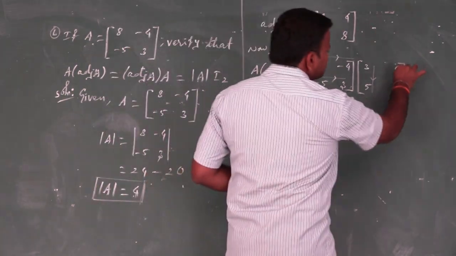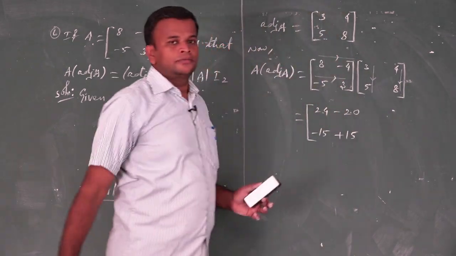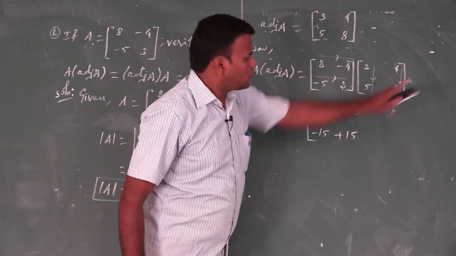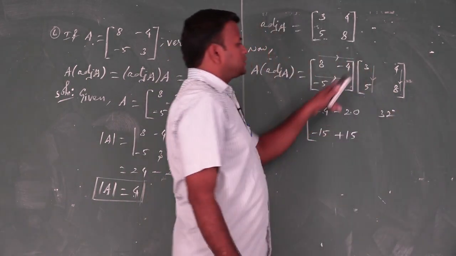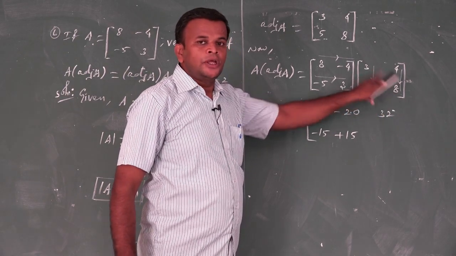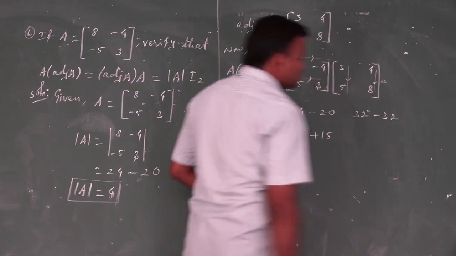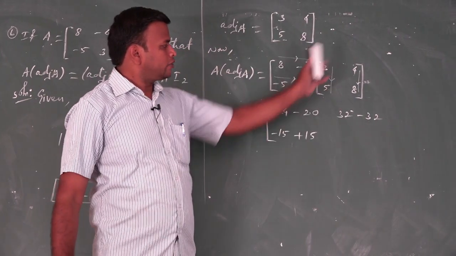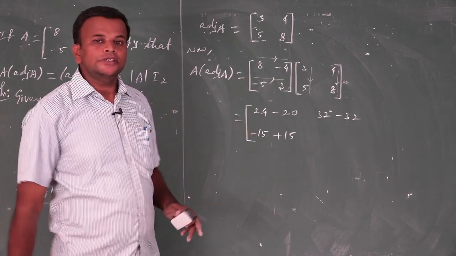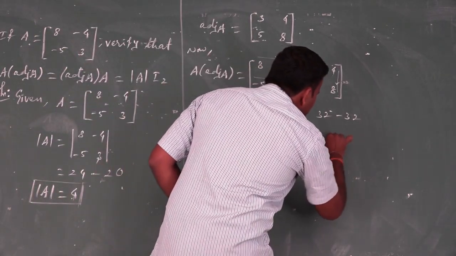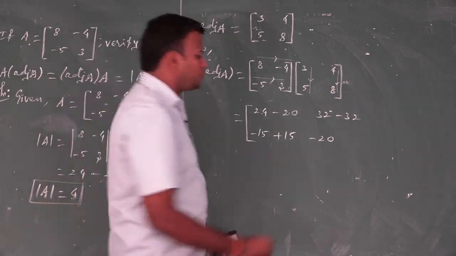Now we will take first row and second column. 8 4s are 32. Next, we multiply these two elements. Minus 4 into 8 is minus 32. Next, second row, second column. Minus 5 into 4 is minus 20. 3 8s are plus 24.